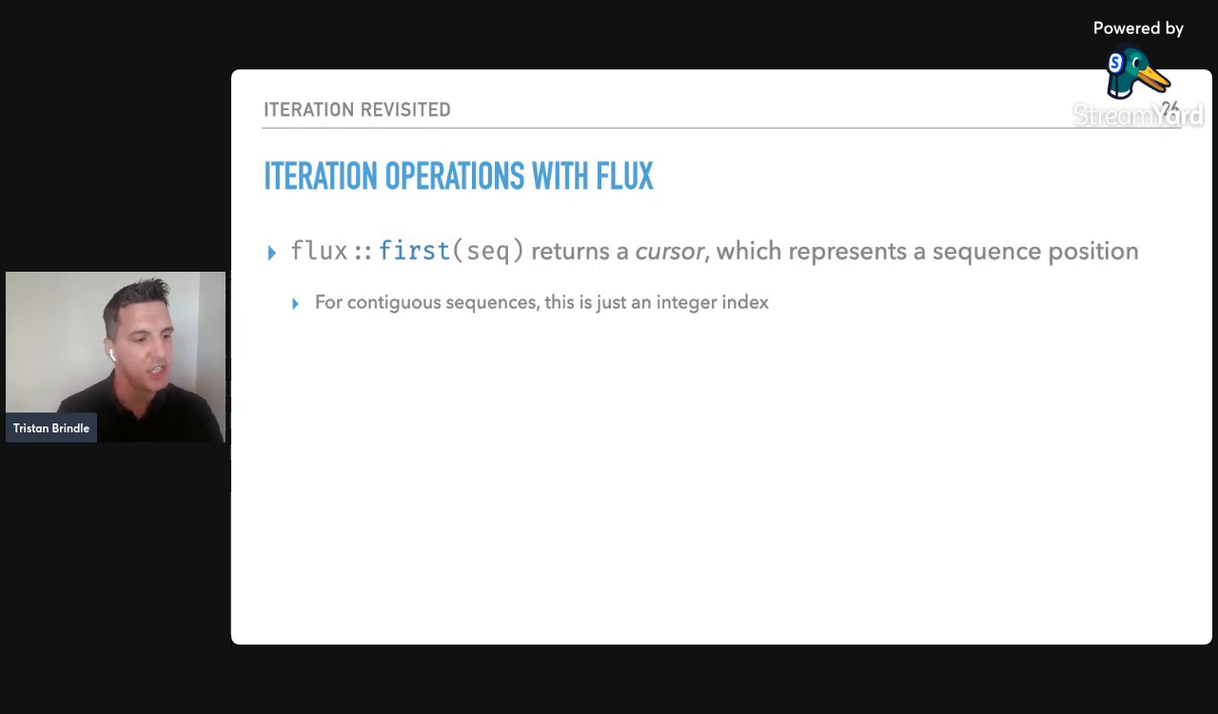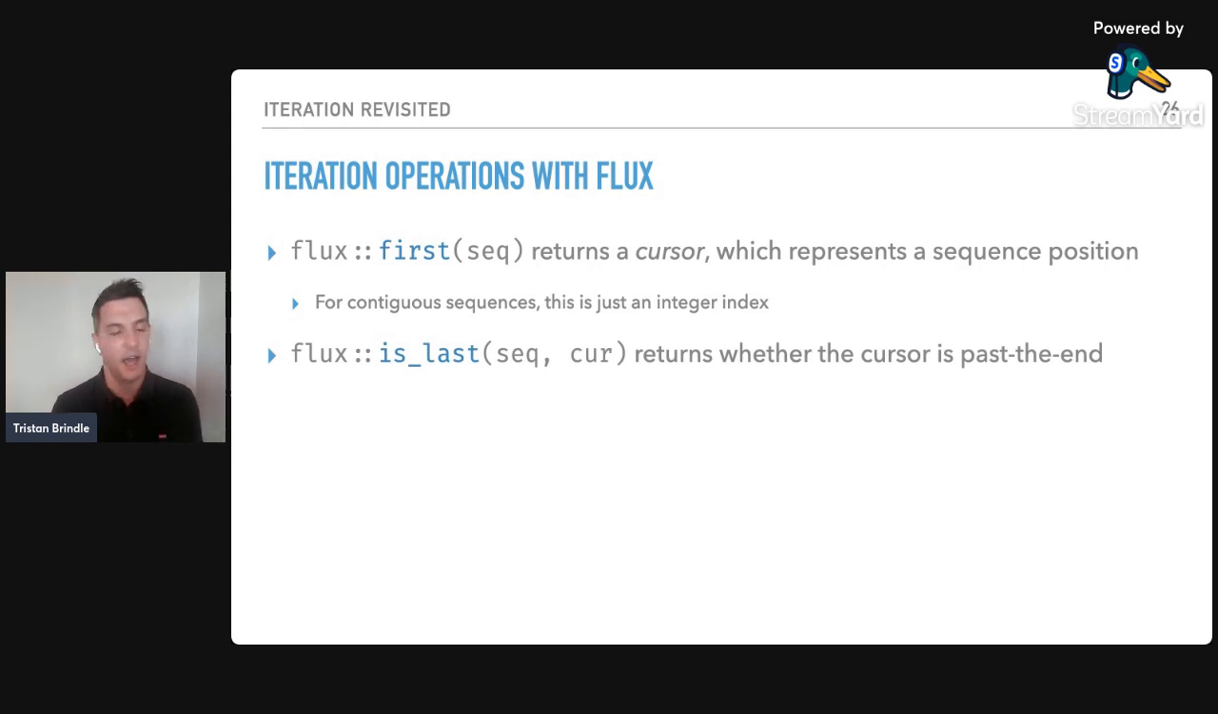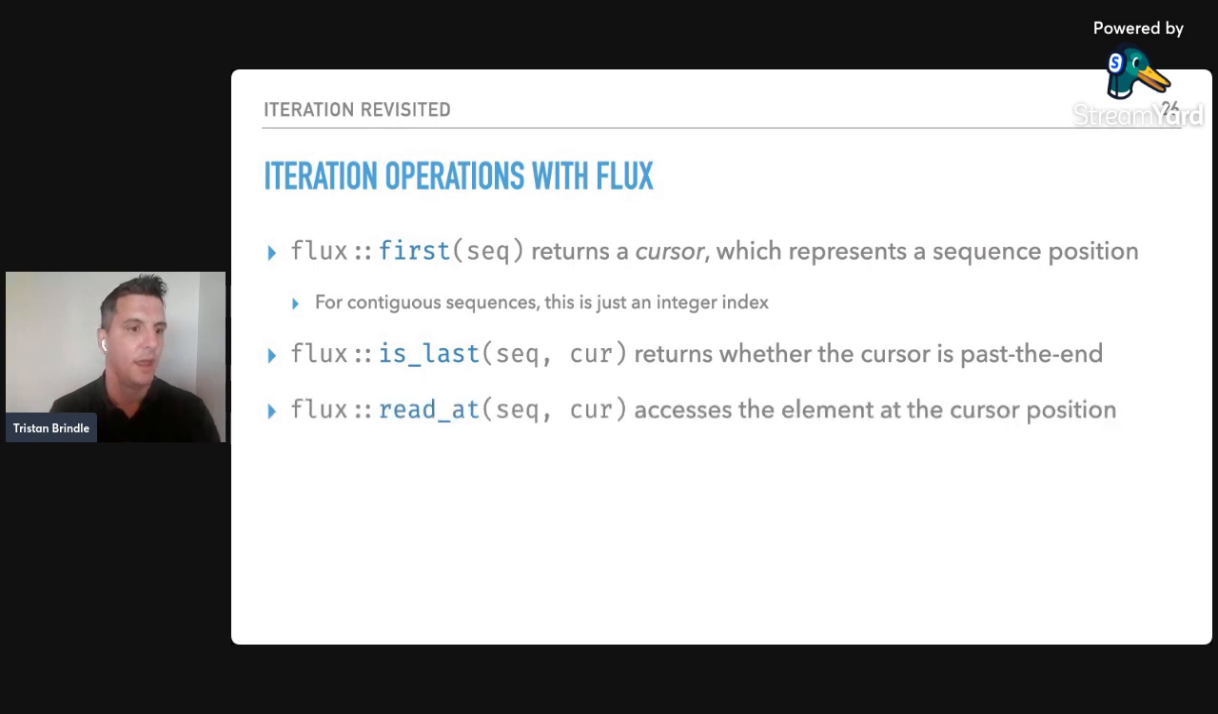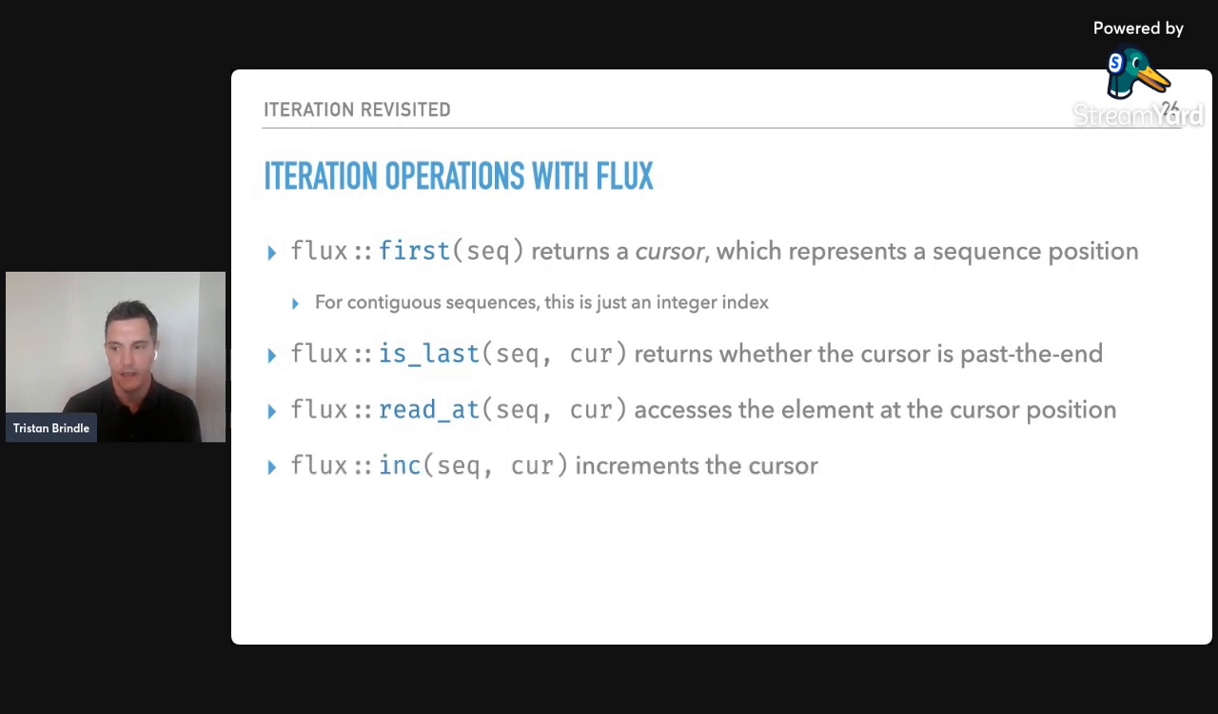So that's our initialization operation. Our end check in Flux is this function isLast. So we take our sequence and we ask it, is this cursor position, index, if you want to think of it that way, is this a past-the-end cursor? Our read operation is simply called read_at. So we ask a sequence, please will you give me the element at this cursor position? And finally, our advance operation in Flux is spelled inc. So we're incrementing the cursor. So this takes the cursor by reference and it asks the sequence, okay, please will you increment this cursor so that it now points to the next element.